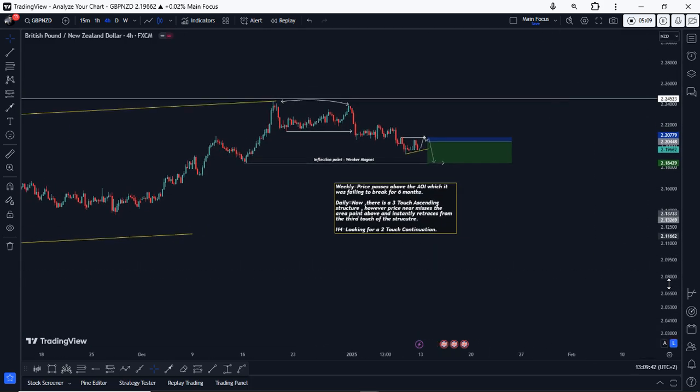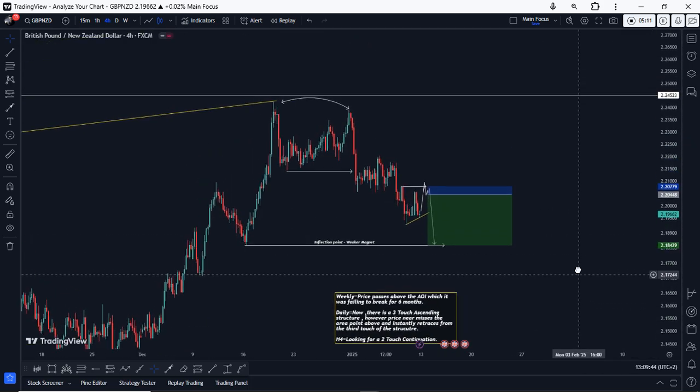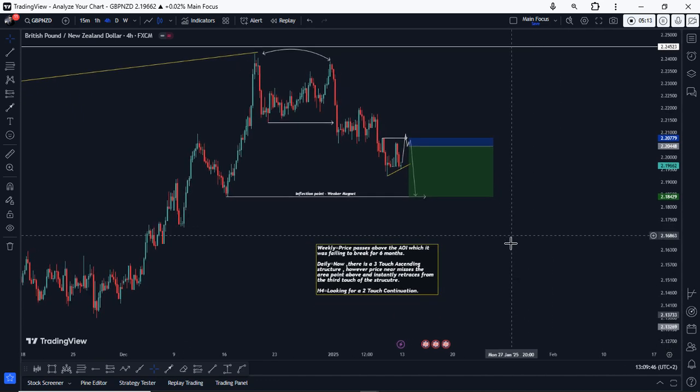Onto the H4, as we can see, this is how price has been moving. So we've got this double top right there. Price has shown indication that it is moving for shorts. However, the sequence isn't quite a clean one, but we've got our correction, impulse, correction, and then impulse.